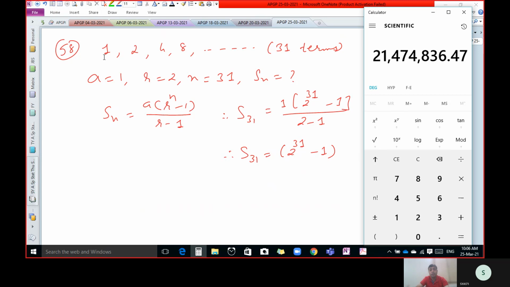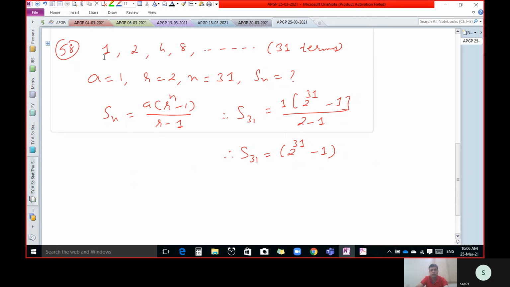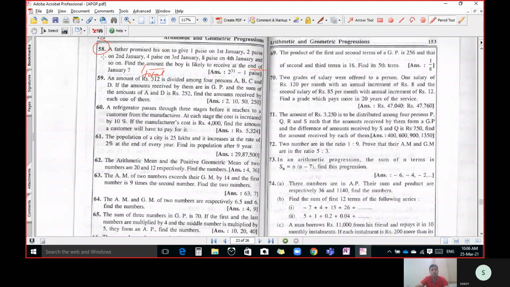Only 1 paisa on the first day, 2 paisa, not rupees, and then he gets this much amount. So it is quite a big amount. It is difficult to calculate in a normal calculator. So this is our answer: 2 raised to 31 minus 1 paisa. That is my final answer.